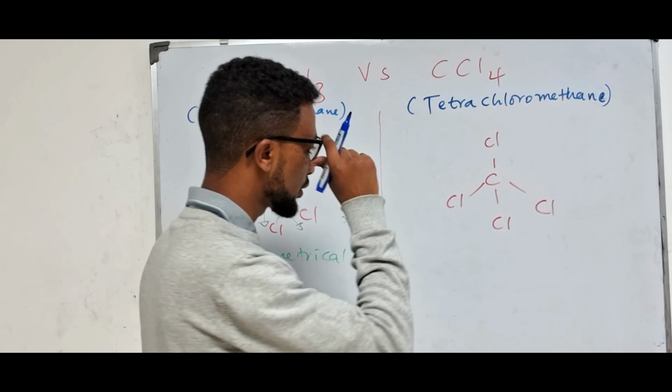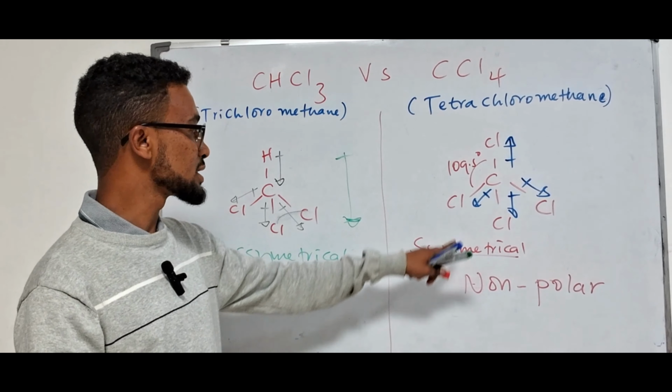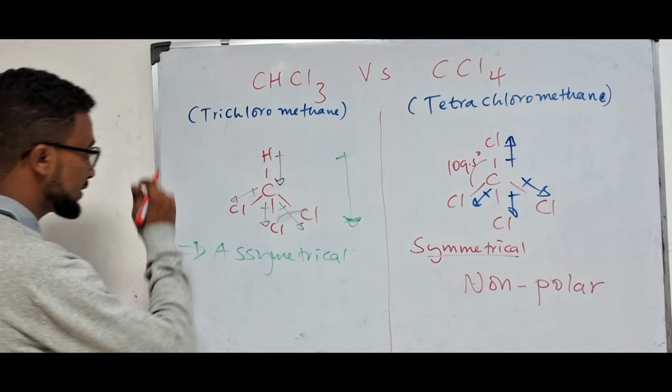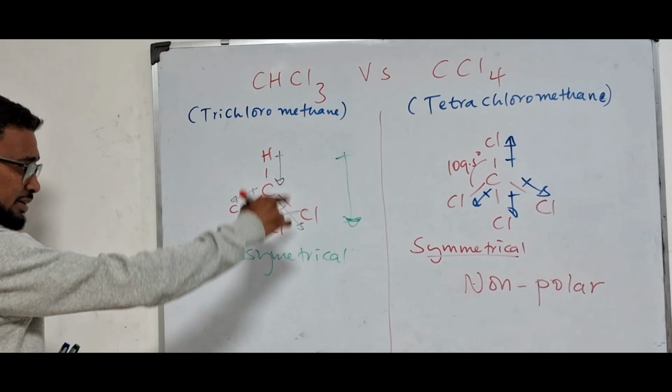So if the arrangement, or if the shape, is symmetrical, the molecule will be non-polar. The molecule will be non-polar as these dipole moments can cancel one another, okay? But if it is asymmetrical like this, if it is not symmetrical, the molecule will be polar as the dipole moments will add with one another, not cancel out, okay?